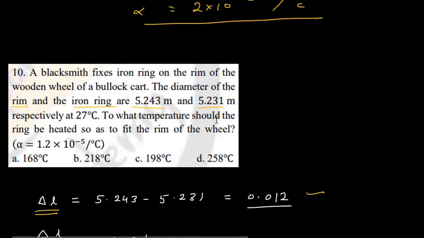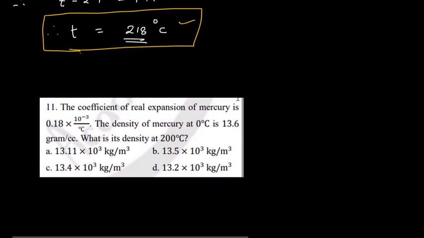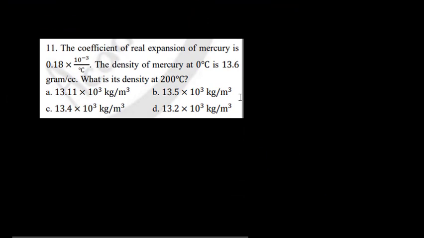Okay, so in the 10th question what is given is that there is a rim and on that rim we have to put an iron ring. So obviously first we have to heat that iron ring so that its diameter will increase and then we will put it on. So actually there is an increase in circumference, but the increase in circumference is proportional to the increase in diameter. So therefore we can take the relation of diameter also, in place of circumference.